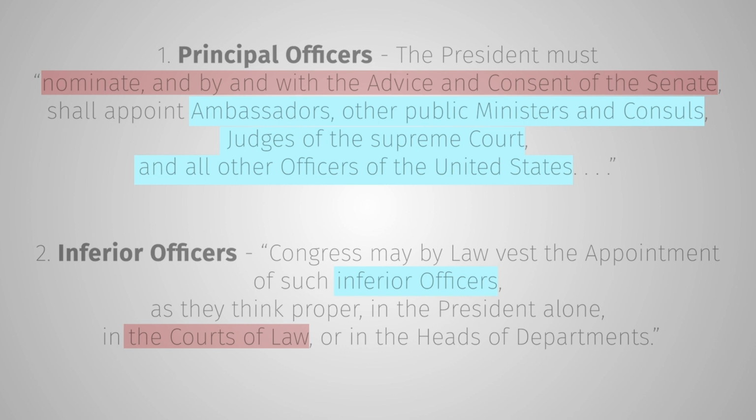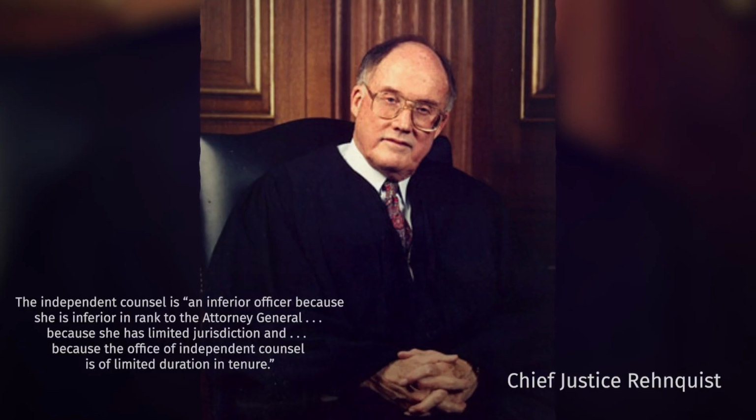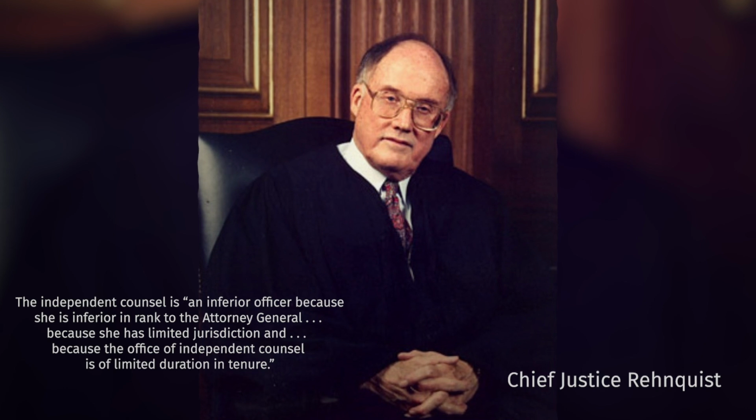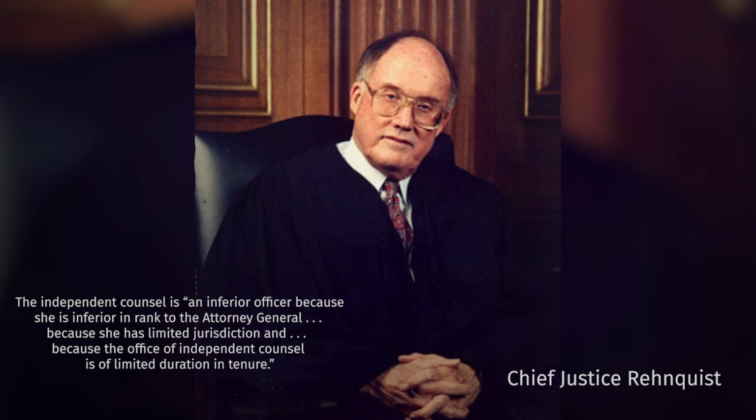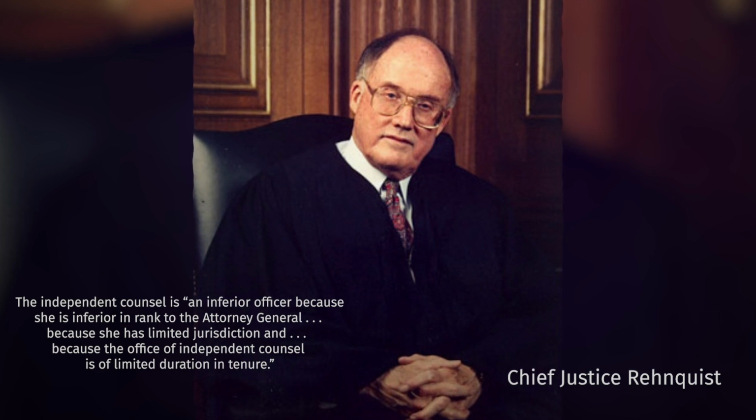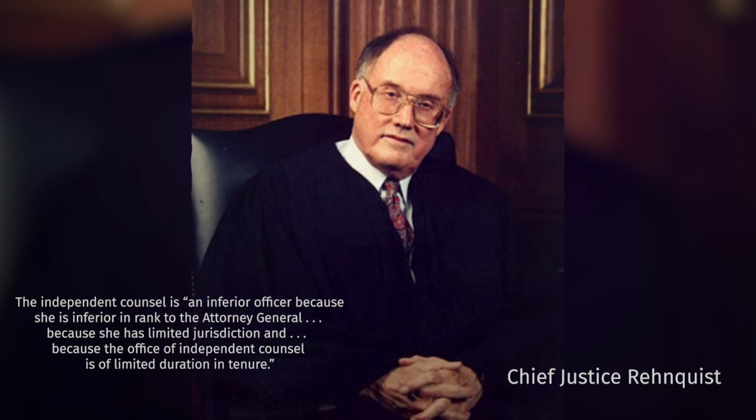The majority opinion determined that the independent counsel was an inferior officer. Therefore, Congress could vest the power to make that appointment in the courts of law. That is, the three-judge panel of the Special Division. Appellant is an inferior officer because she is inferior in rank to the Attorney General, because she has limited jurisdiction, and because the office of independent counsel is of limited duration and tenure. Therefore, the Special Division Court could appoint the independent counsel, an inferior officer.